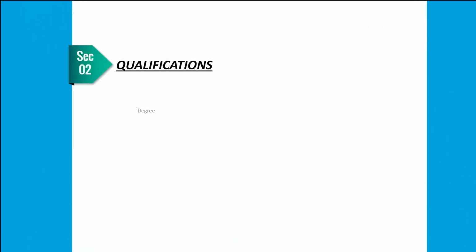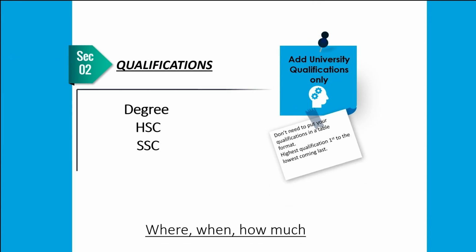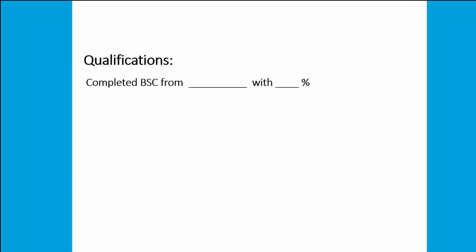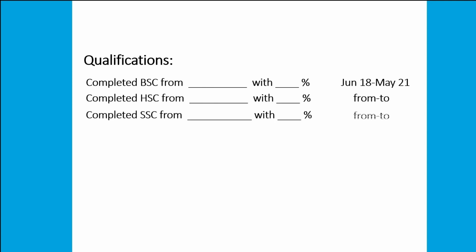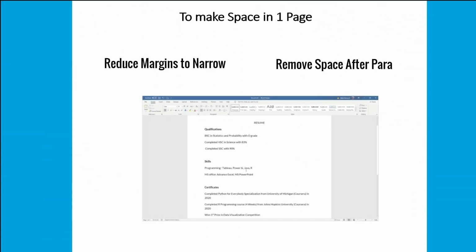Moving on to the most important section as a fresher, which is your qualification. You must mention your qualification from highest to lowest, and the format to use is completed degree name from college name with percentage, and after that a few tabs, and then write the joining and the end date. And this brings us to the second resume tip, which is to make space on your one-pager resume.